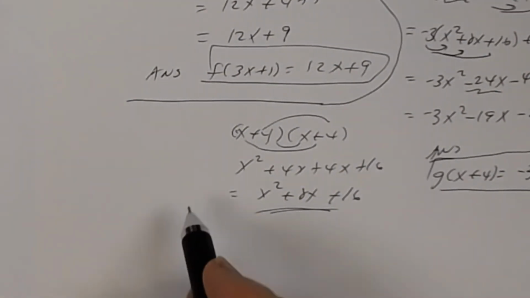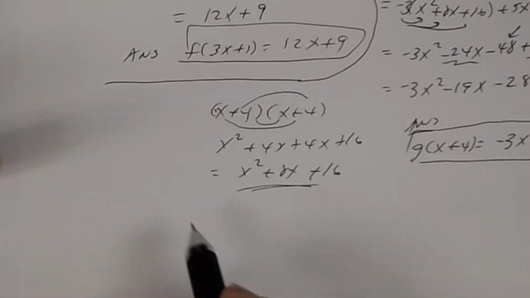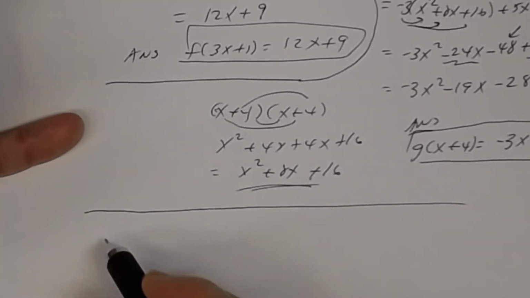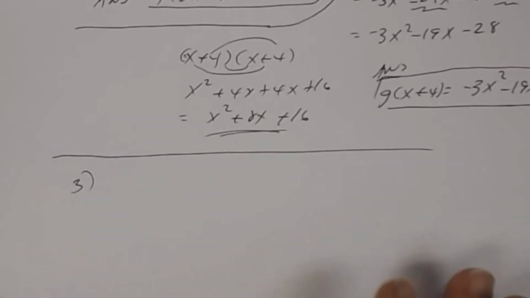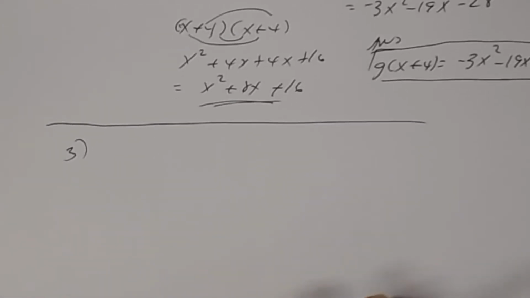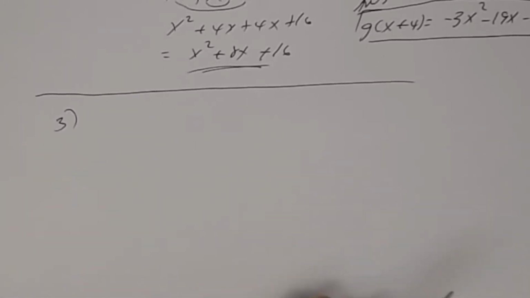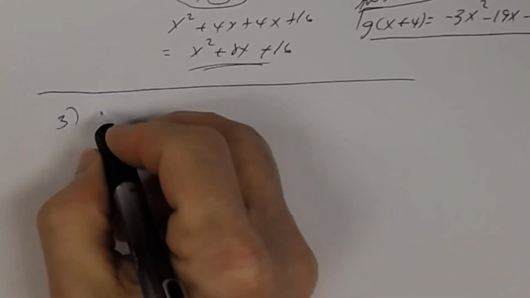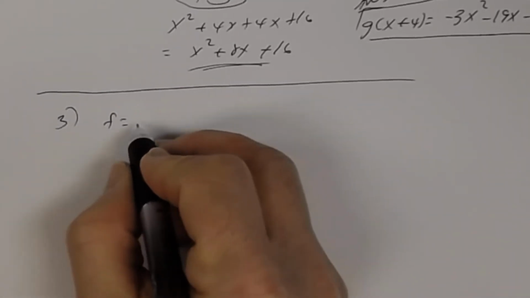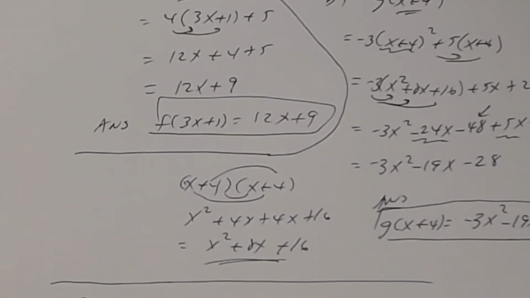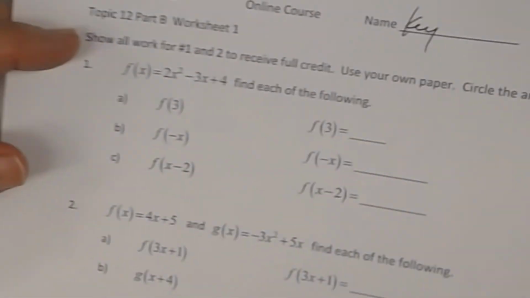All right, number 3. So let's talk about number 3. Now, number 3 is not a difficult one, but many students make it difficult. In the lesson, there were several problems that looked like that. So hopefully you review those lessons before doing this worksheet, because it's an easy problem.